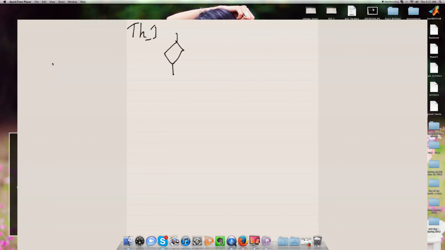There's a diamond here, and a resistance, another resistance, a voltage source here, another resistance, and this is your terminal A and B.